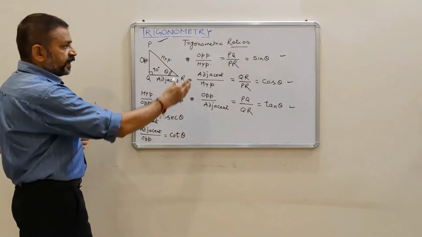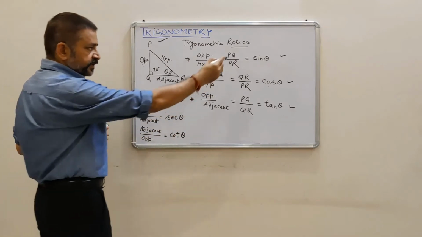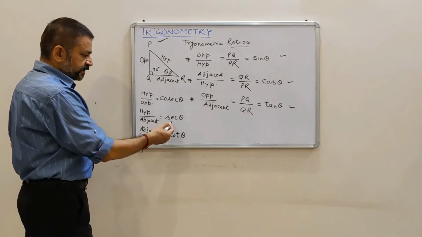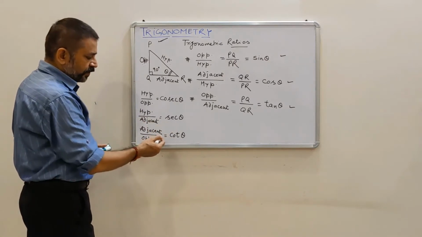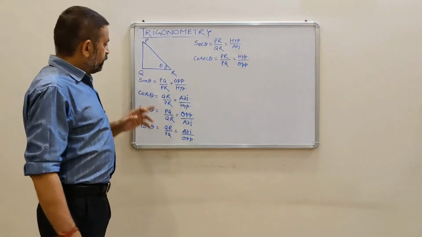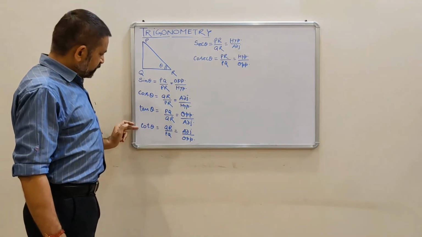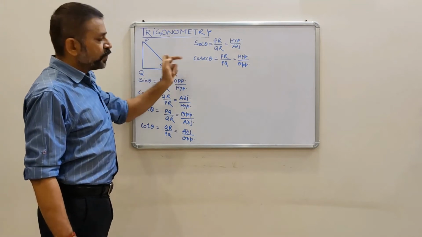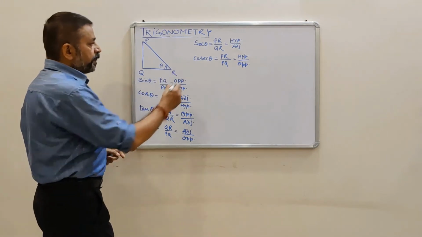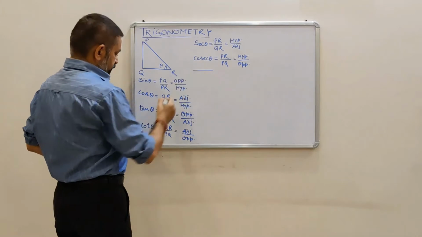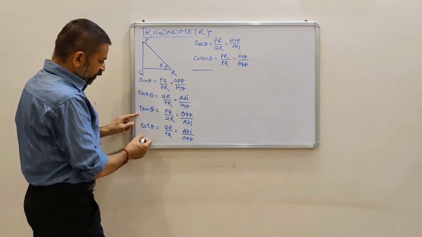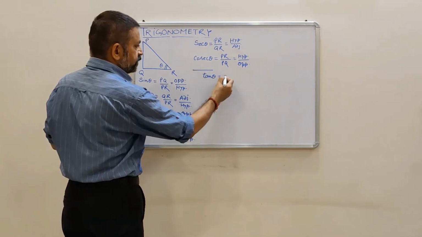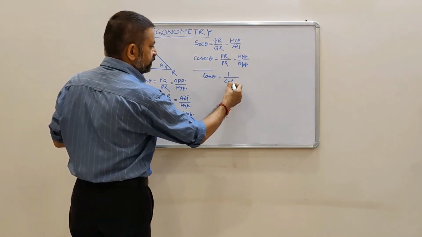So in all we have 6 trigonometric ratios: sin theta, cos theta, tan theta, and their reciprocals cosec theta, sec theta, and cot theta. Now, cot is the reciprocal of tan theta, so we can write tan theta as the reciprocal of cot, that is 1 upon cot theta.